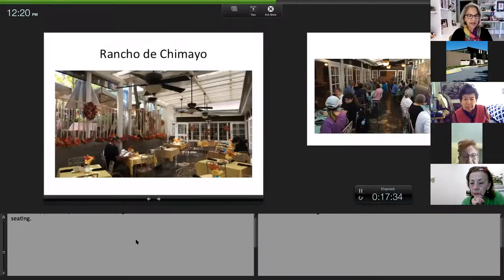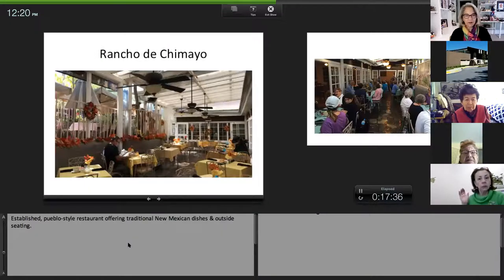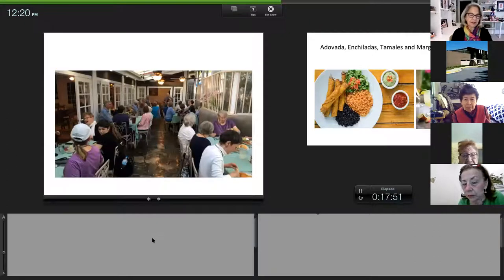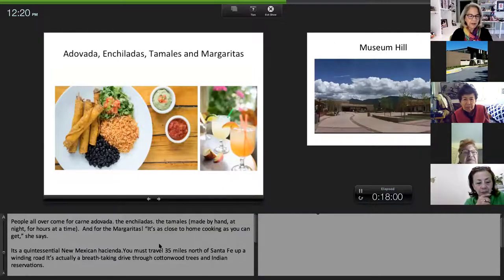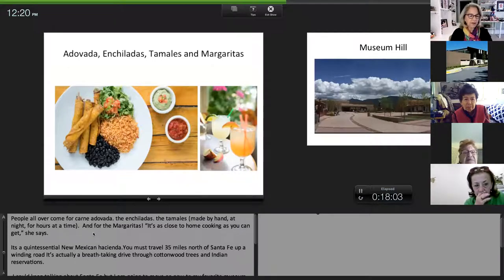All right, and lastly, we went to this fabulous restaurant called the Rancho de Chimayo. And I'm leaving out a lot of things, but I have to have some time for the museum. So this was a Pueblo-style restaurant that offered New Mexico dishes and beautiful outdoor seating. Here we are after a long day in Chimayo enjoying the lovely ambiance of the restaurant. And people come from all over for this food. They have carne adobada, which is kind of a stewed meat.